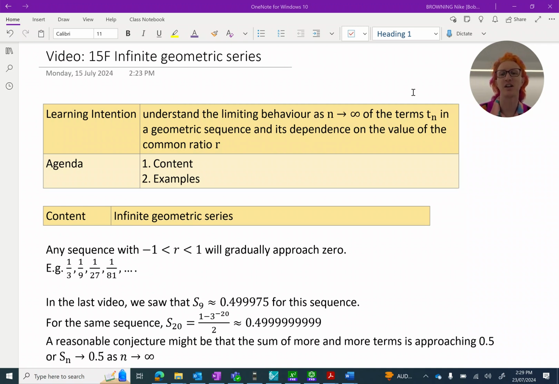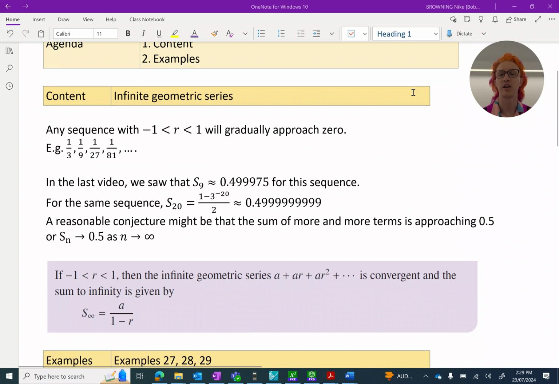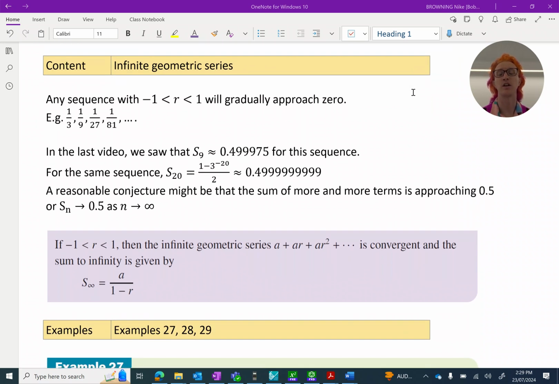This one is about infinite geometric series. So it's understanding limiting behavior as n approaches infinity of the terms Tn in a geometric sequence and its dependence on the value of the common ratio r. We're going to start off with a discussion about how any sequence with an r between -1 and 1 will gradually approach 0. For example, a third times a third is 1/9, 1/27, 1/81, will very quickly become very close to 0, though never will reach it.